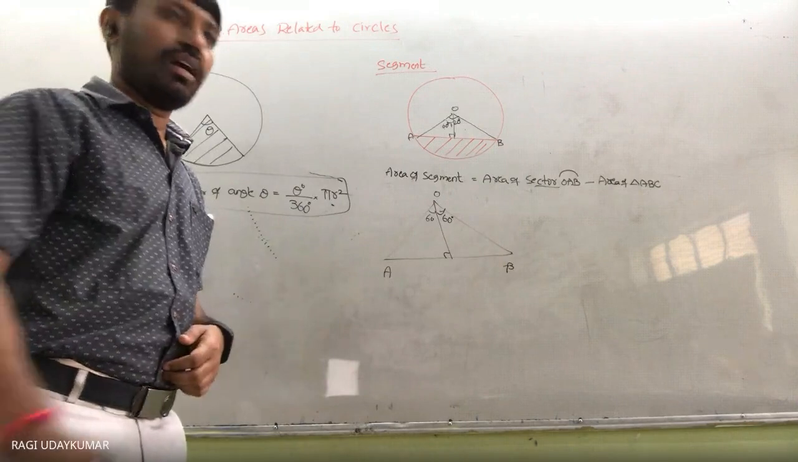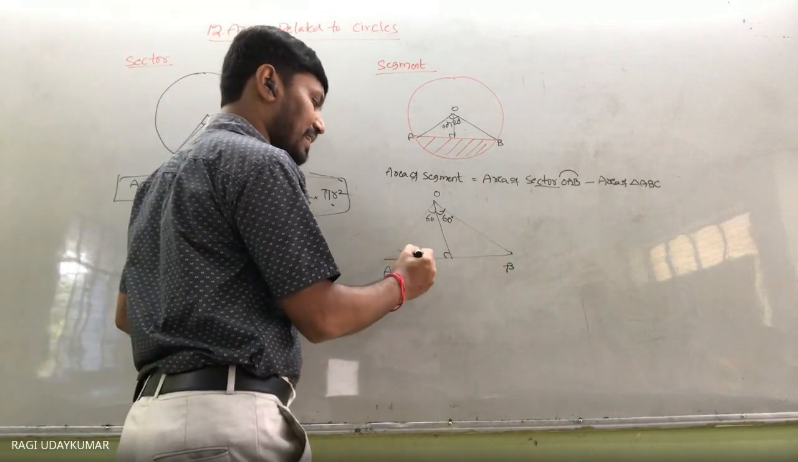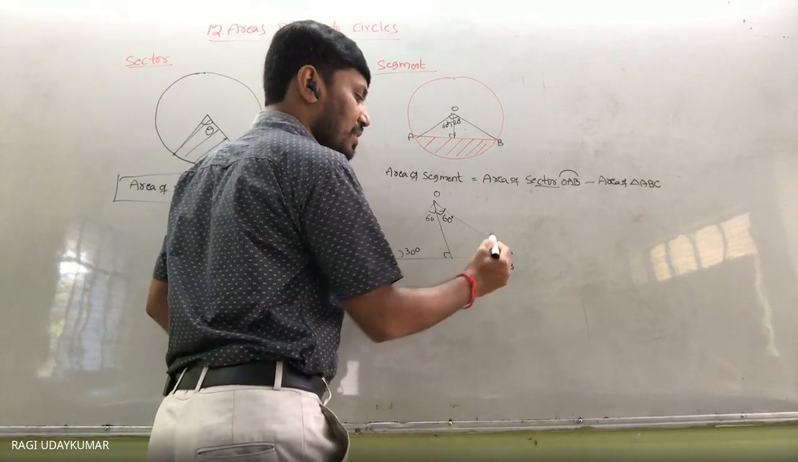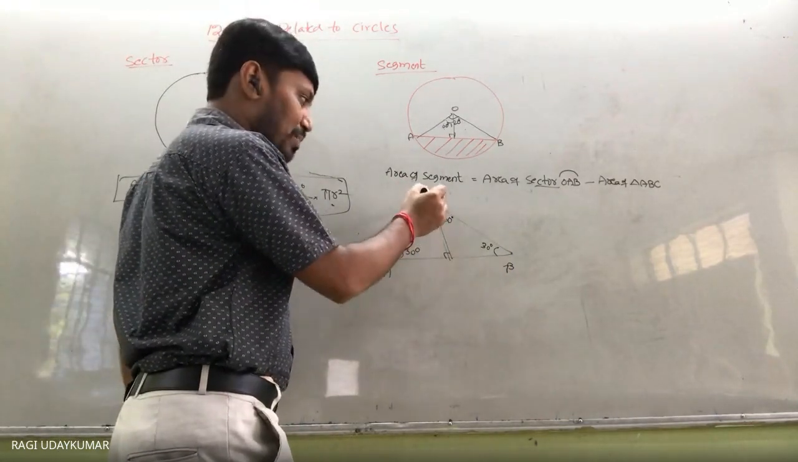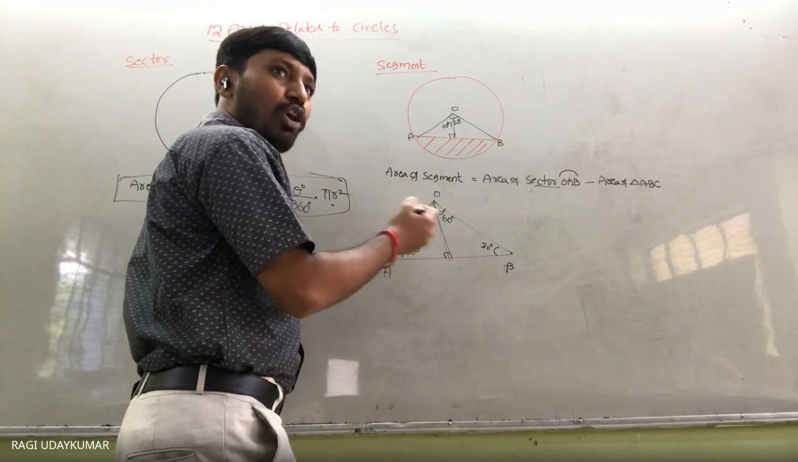The sum of the two will be 60, so we are going to get 30 degrees here and 30 degrees here. Then what is required for us to find out? This is what we have to find out. Use trigonometry.